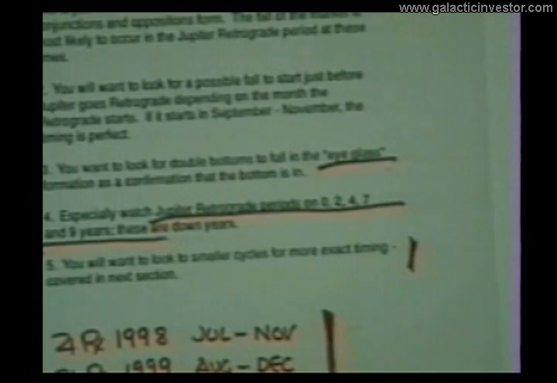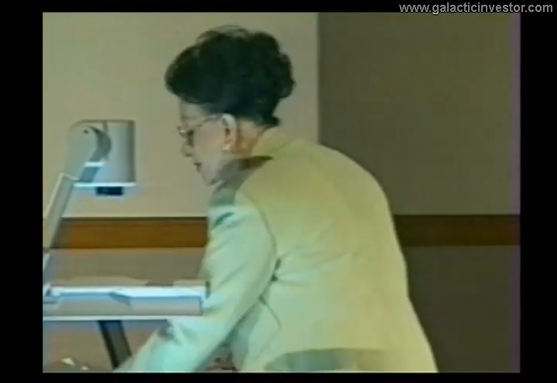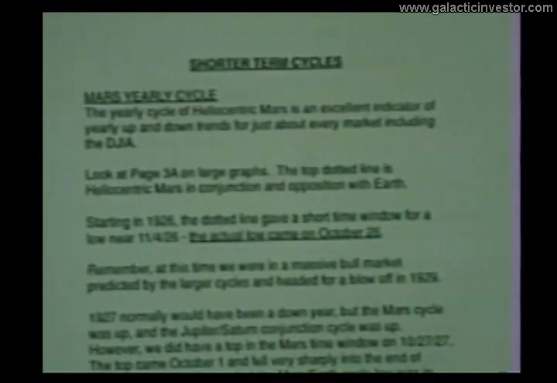Okay, so the next thing that we want to look at is the Mars cycles, because the next planet in the solar system closer to the Sun is Mars, and Mars cycles are going to time it even more closely. When were those two Jupiter retrogrades?